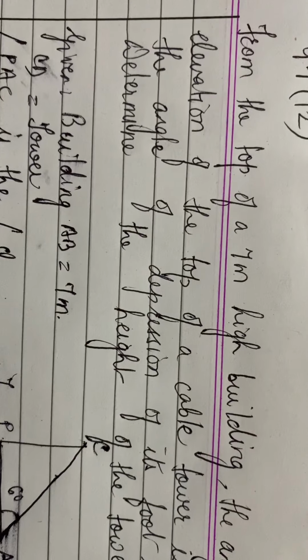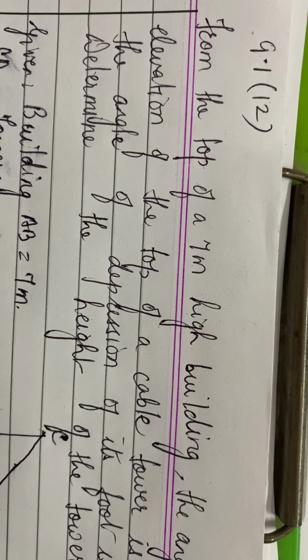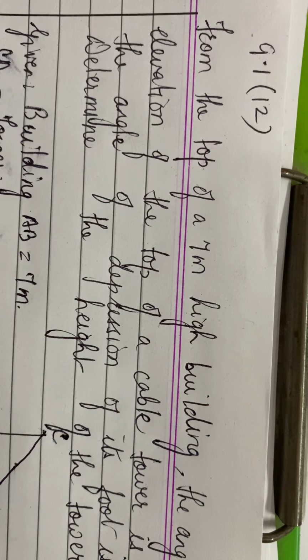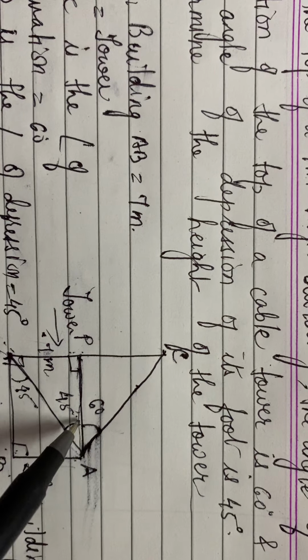Now we have a sum from the CBSE board of trigonometry 9.1, sum number 12. From the top of a 7-meter high building, we have this building AB, which is of 7 meter. From its top, the angle of elevation to the top of a cable tower, so CD is your cable tower.